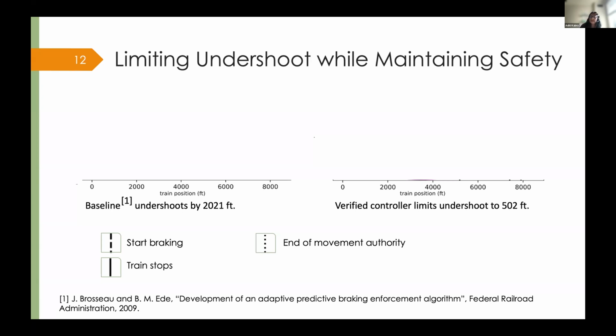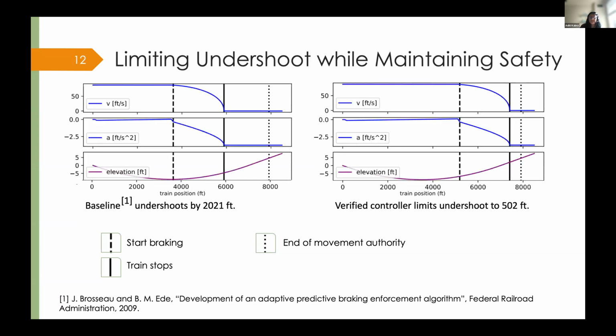The x-axis denotes train position in feet, while the y-axis has 3 rows. The first denotes velocity, the second shows acceleration, revealing when the train is braking, and the third denotes elevation, so this train is going through a trough. On the left, you see that the baseline undershoots the end of movement authority by over 2,000 feet. On the right, the verified controller limits undershoot to 502 feet.